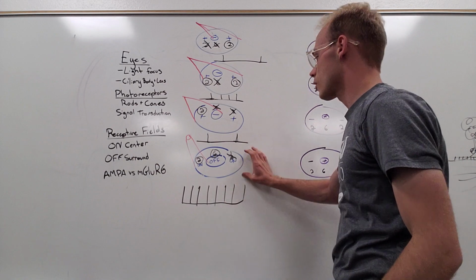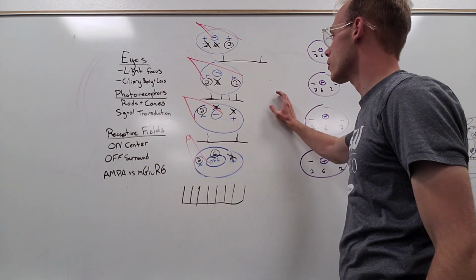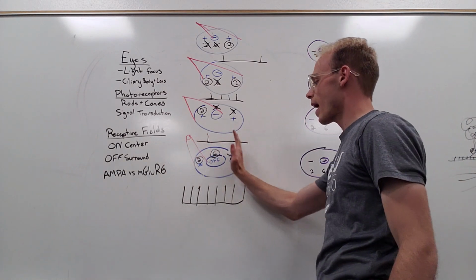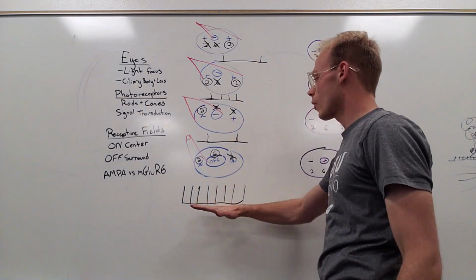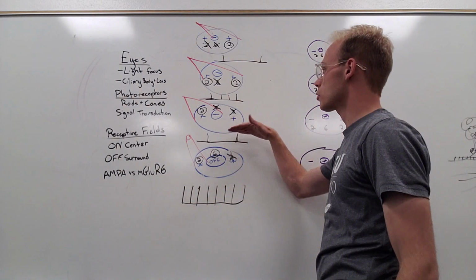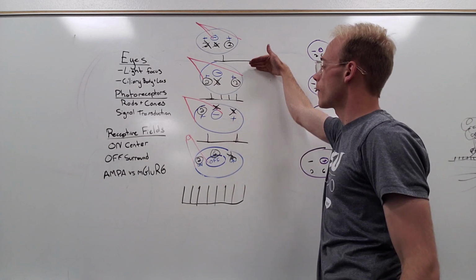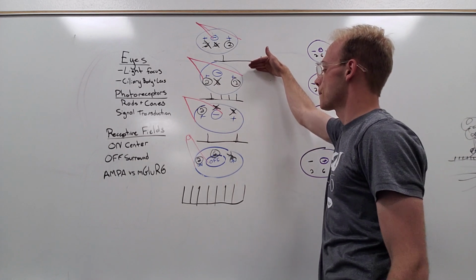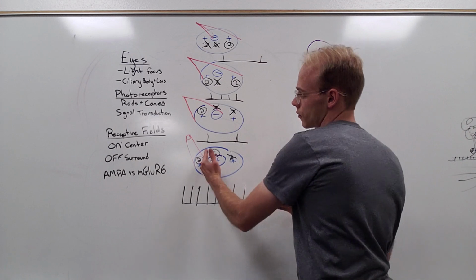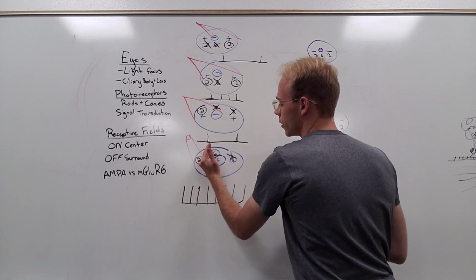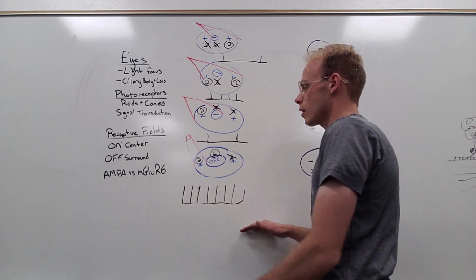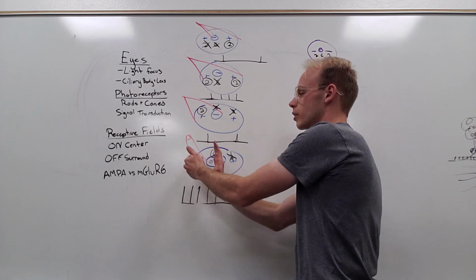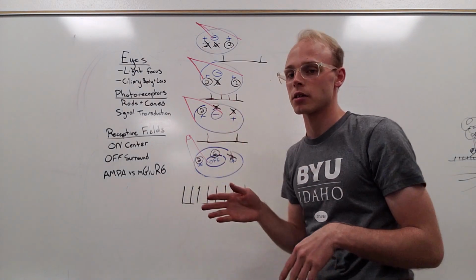And so you can see when you've got this off center on surround, as you have something pass over, or you detect some kind of edge, you have a high amount of action potentials that goes low and then goes low. So you've got some kind of edge here, and it's sending a lot of signals saying, hey, we've got something really bright over here, but something really dark over here. And that's how you can detect those edges.